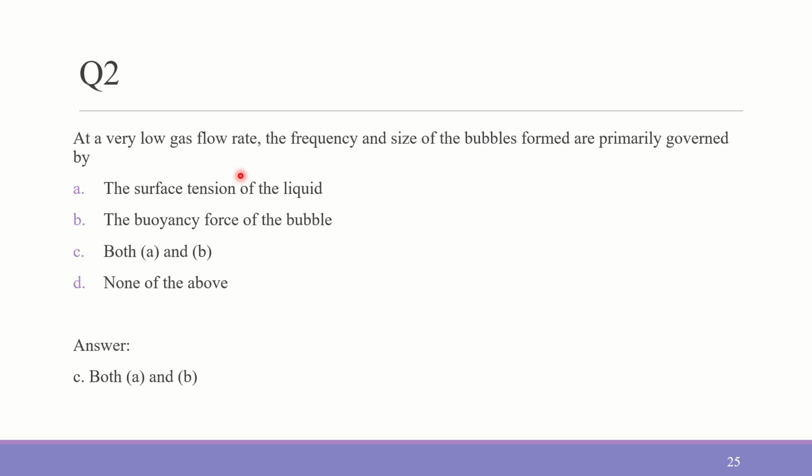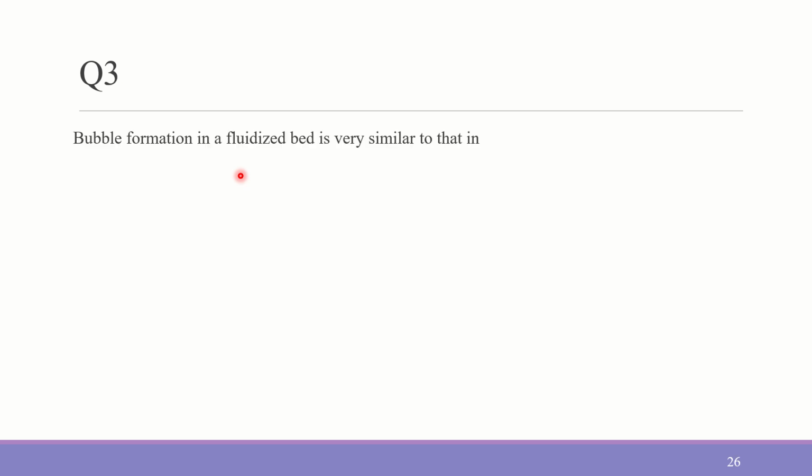And now let us go to question 3. In question 3, bubble formation in a fluidized bed is very similar to that in dash. Option A, an inviscid liquid. Option B, a viscous liquid. Option C, a boiling liquid. Option D, all the above. So bubble formation in a fluidized bed is very similar to that in an inviscid liquid.